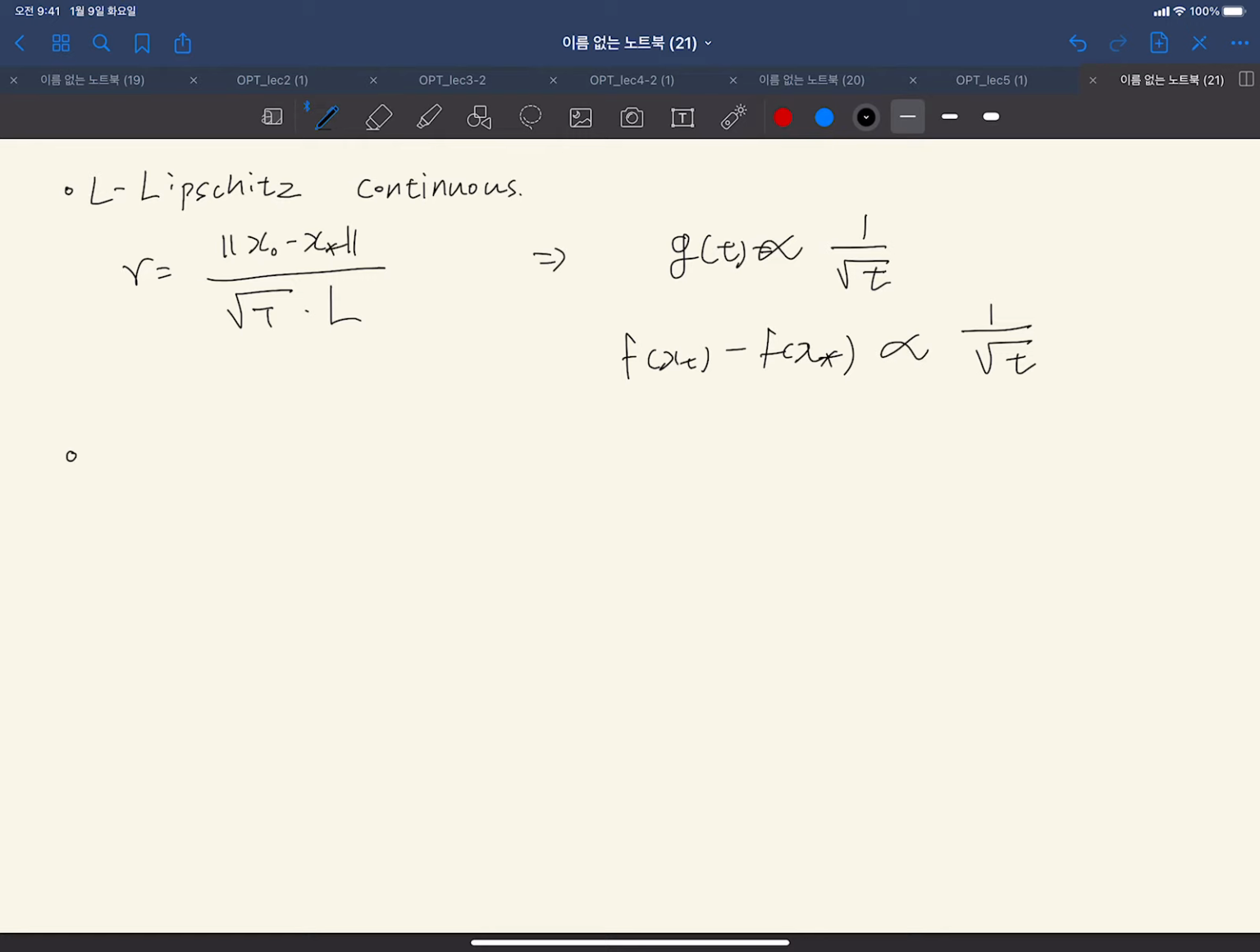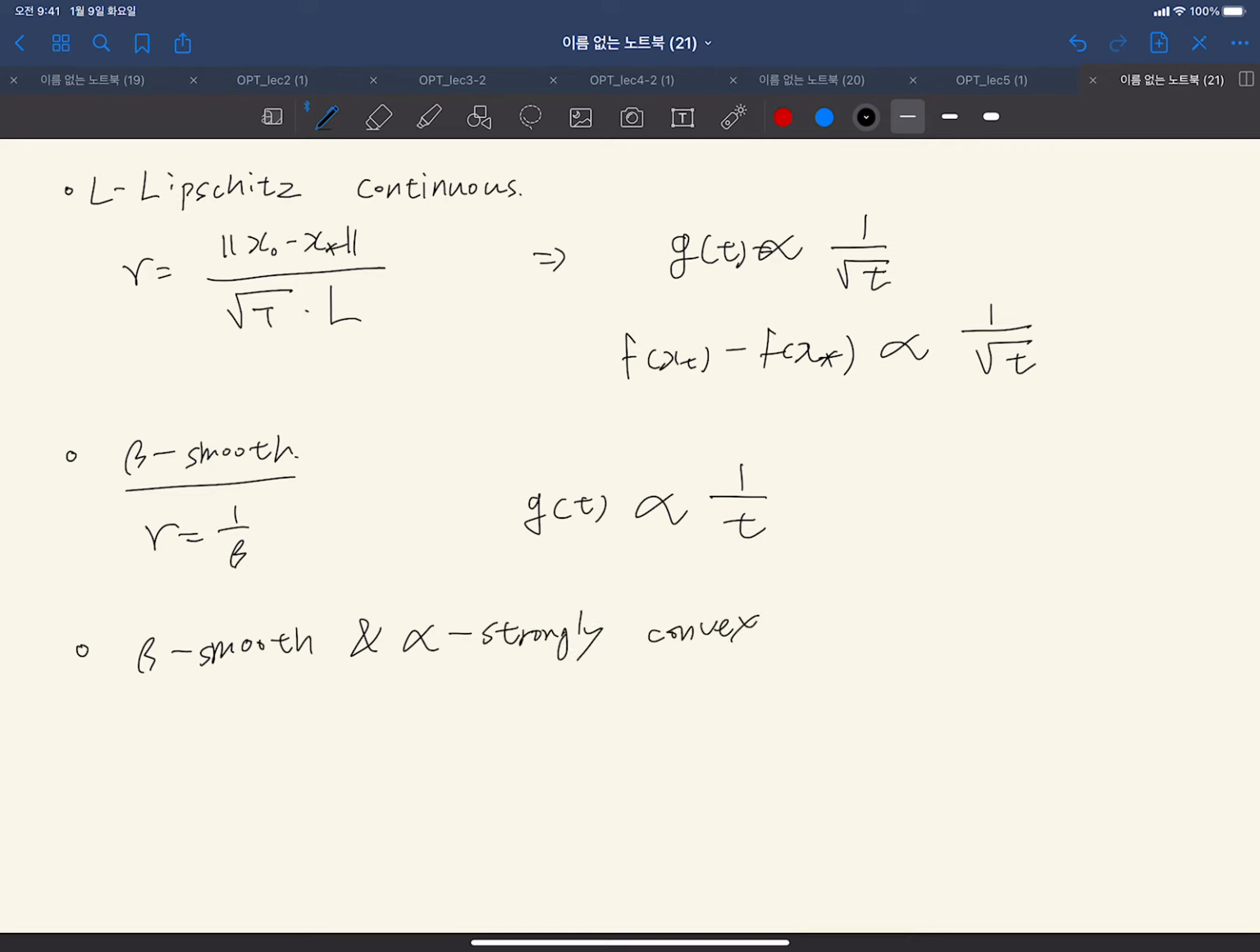And the second case was the case where f is beta smooth, where the optimal step size was 1 over beta, and we have basically 1 over t convergence speed. And if we have a stronger assumption, that the function is beta smooth and alpha strongly convex, then the result becomes more powerful. Basically, the step size is still 1 over beta, but the convergence speed is roughly 1 minus alpha over beta to the power t.